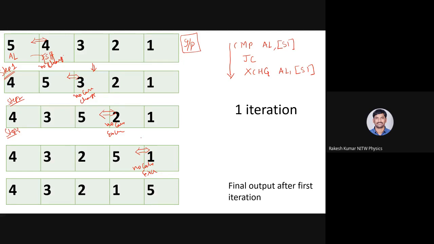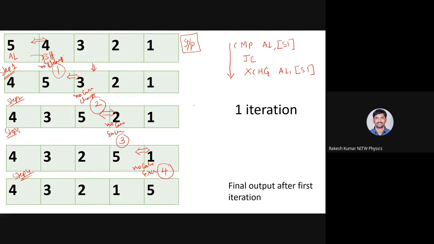So at the time you finish step 4, the highest number in the series has moved to the last side. Is that fine, all of you? Yes, sir. So how many times did you compare? 1, 2, 3, 4 times you compared, right?